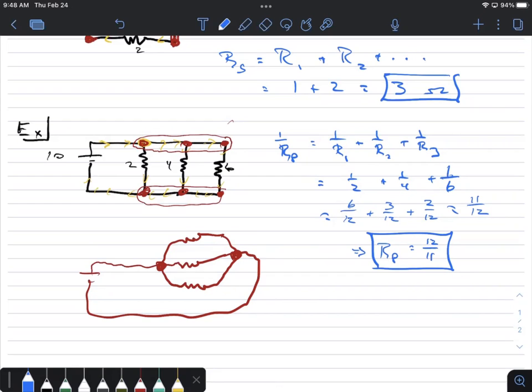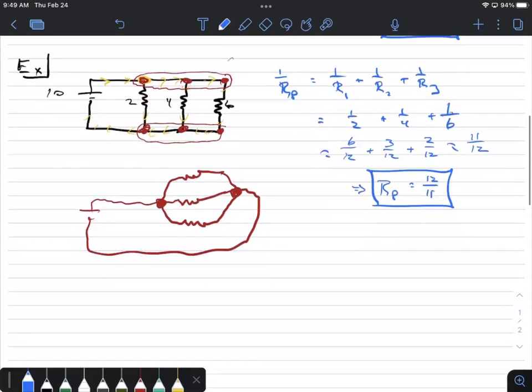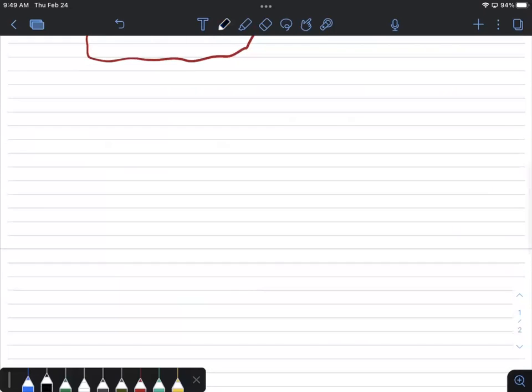So any questions about this example? All right, again, kind of basic. There's only one connection here. It's parallel. There's not a combination. So what about if we have a combination connection? Let's look at that kind of an example.